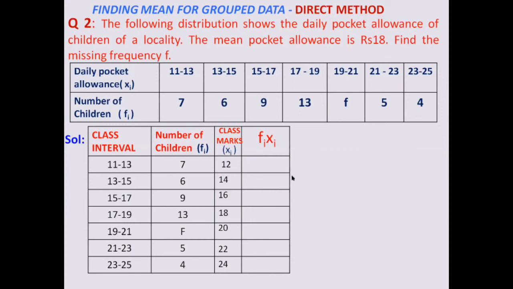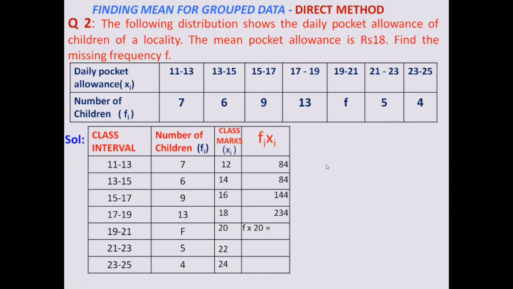What will be the product of f and x? We have to write it in the last column. 7 times 12, how much? 84. Next, 6 times 14, how much? 84, same. Next, 9 times 16 is 144. 13 times 18, we have 234.